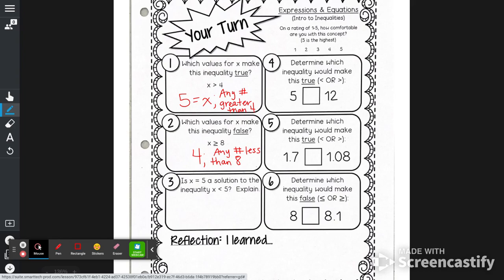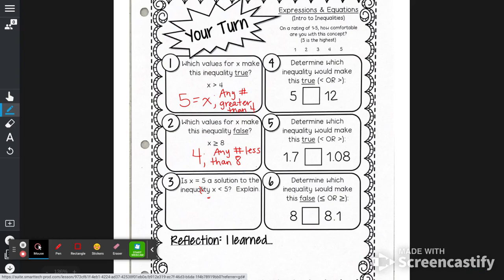Now, look at number 3. And it's asking you if this is a correct answer. If this is a solution, does this work? So is x equals 5 a solution to the inequality of x is, how would we read this? X is, how do we read this right here, this inequality? X is less than 5.